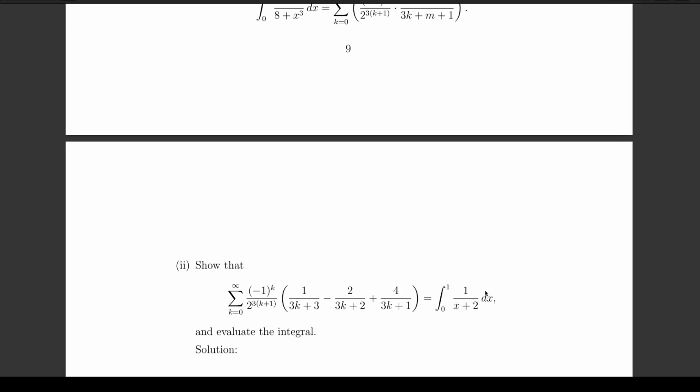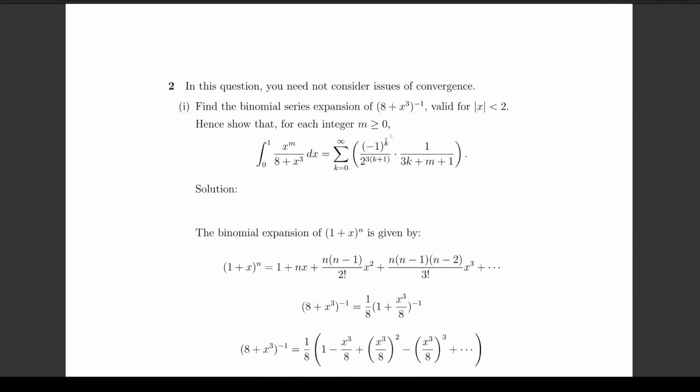Oh, or the log function. But how do we get this into an integral, right? Well, they've shown us that this is equal to an integral, right? So if you look at this, you can actually just expand out the terms, right? So this will be three separate sums in the form of this, right?